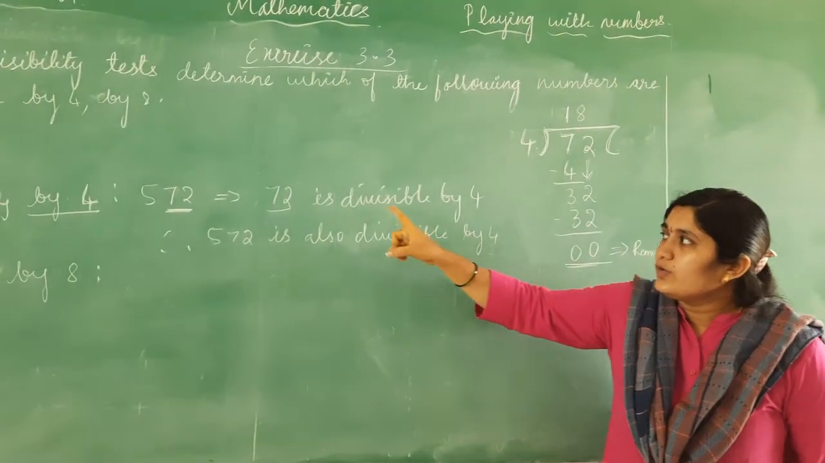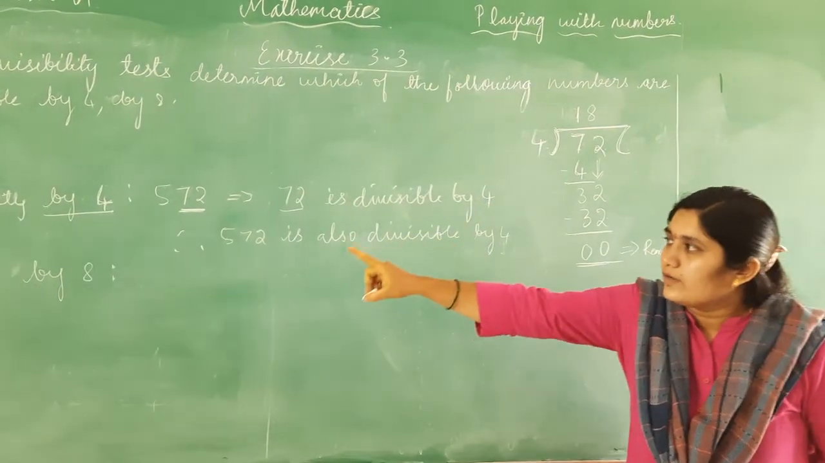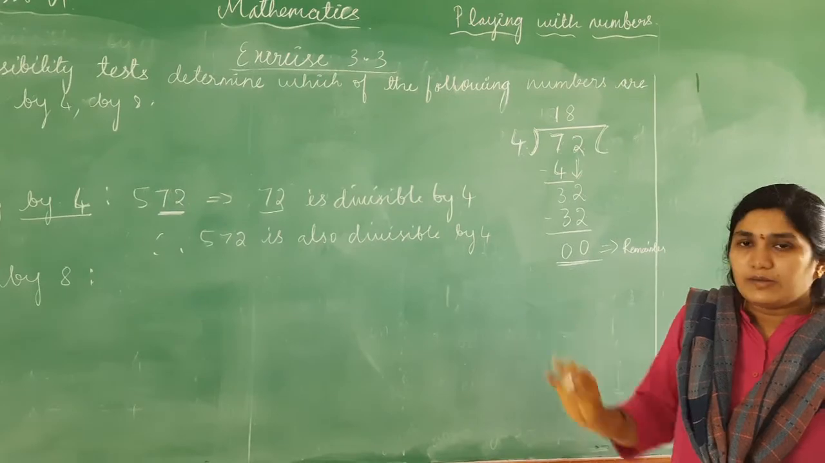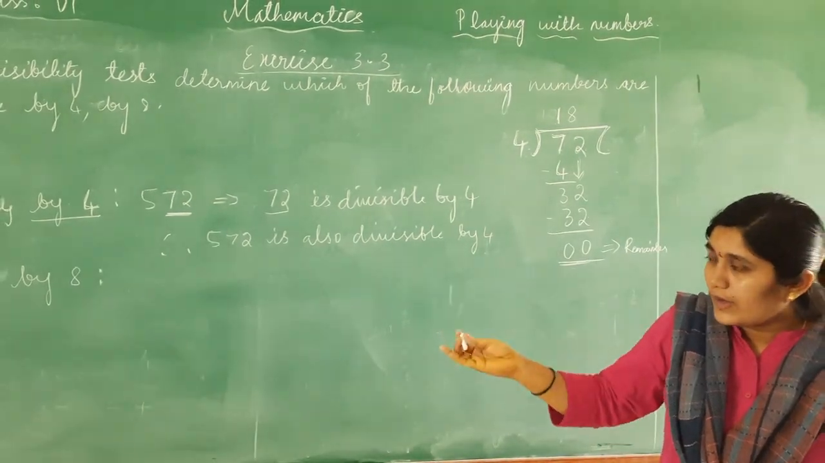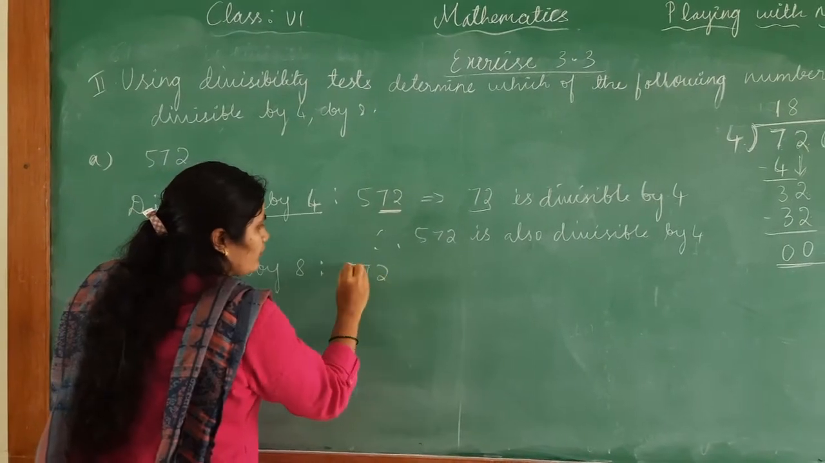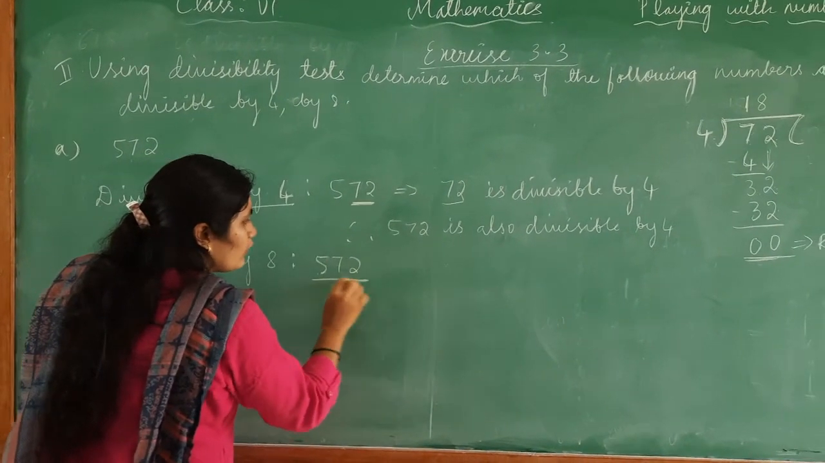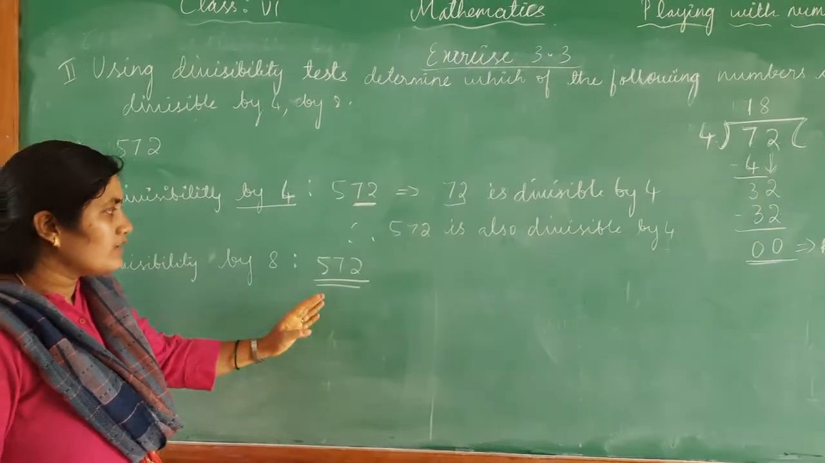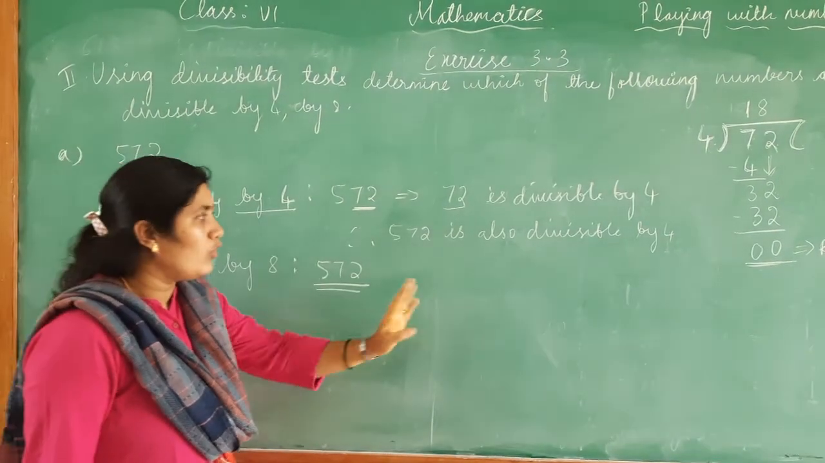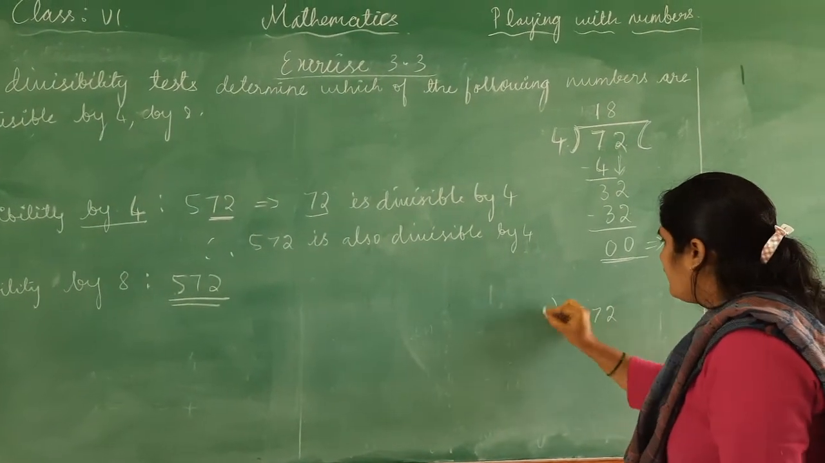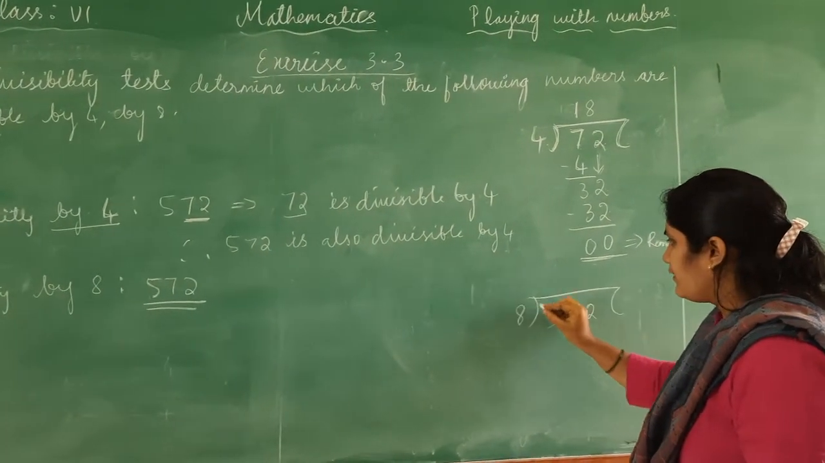Therefore, if 72 is divisible by 4, then 572 is also divisible by 4. Now let me check for divisibility by 8, same number, that is 572. According to the divisibility rule of 8, we should divide the last 3 digits, but as you can see the number is a 3-digit number, so you should divide the whole number. That is 572 divided by 8.